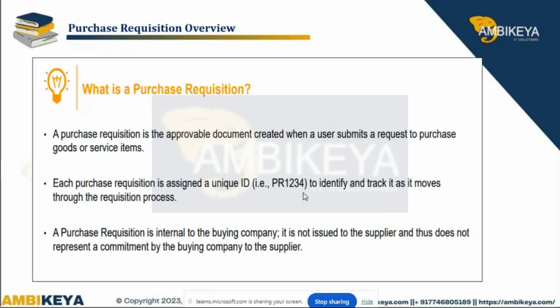And what is a purchase requisition basically here, right? A purchase requisition is the approval document created when a user submits a request to purchase any goods or services. Each purchase requisition is assigned a unique ID, like PR1234, as I told you here.